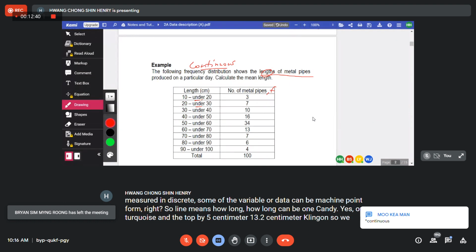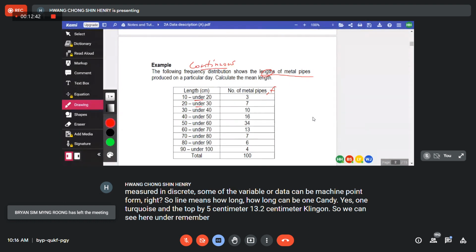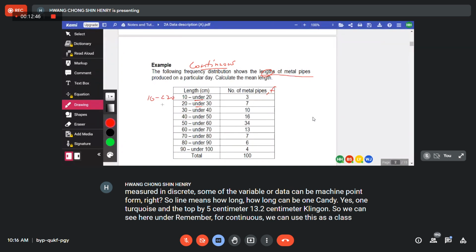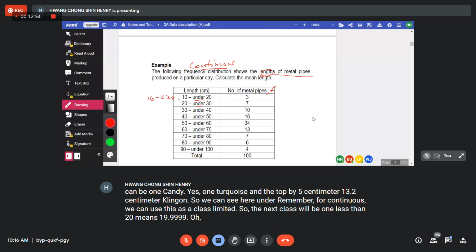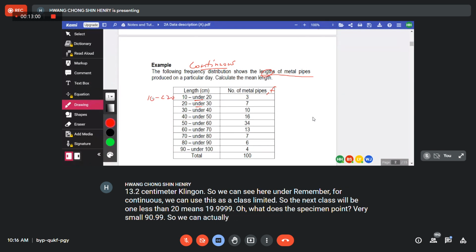So you can see here, remember, for continuous, we can use this as a class limit. So the next class will be what? Less than 20 means 19.99999. But the decimal point is very small, 19.999. So we can actually write it as what? 10 to 20.